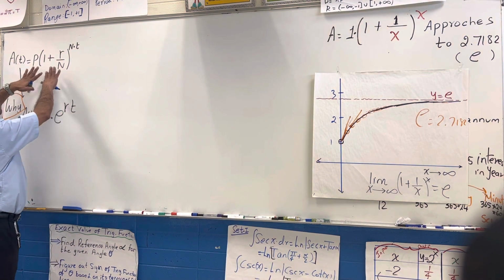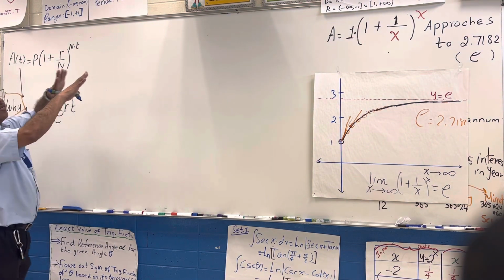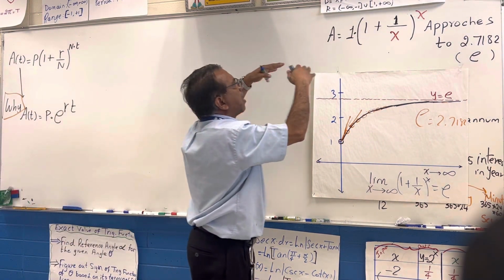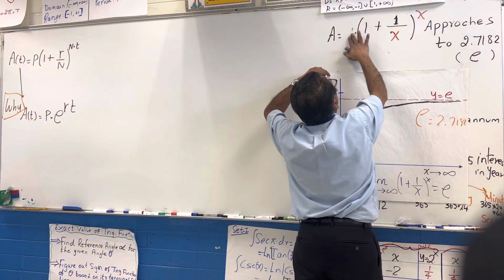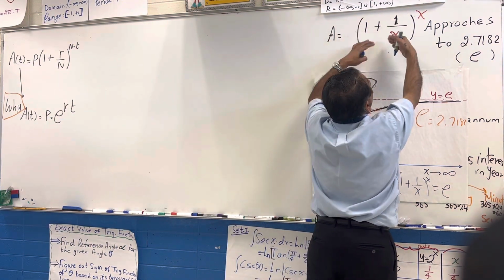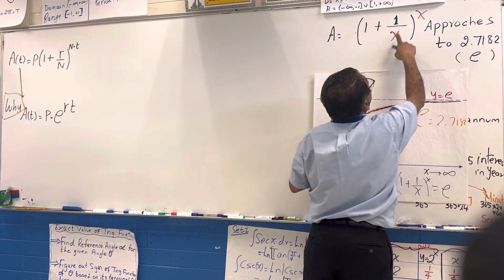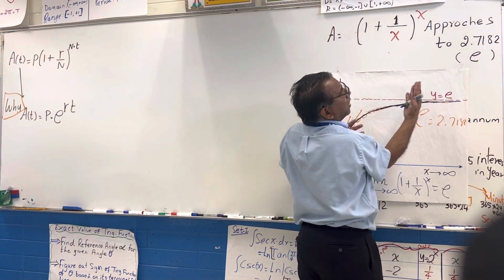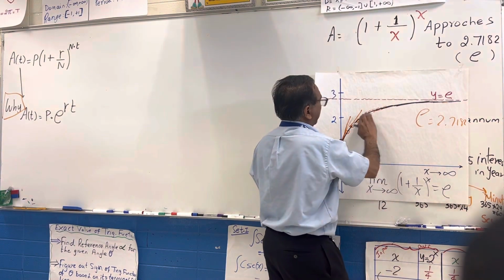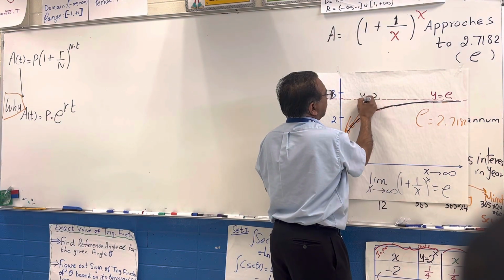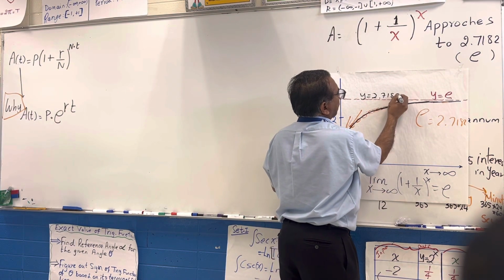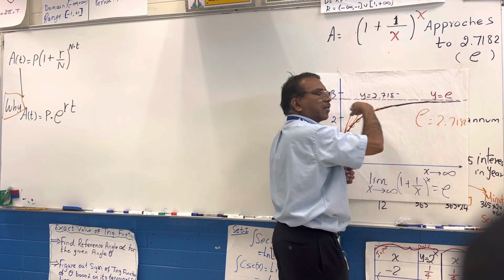So the first thing is I'm using the variables. The main thing we need to keep in mind is that if you have 1 plus 1 over x, with the same x in the denominator up there, then it approaches 2.7182. So this is y equals 2.7182, the horizontal asymptote.